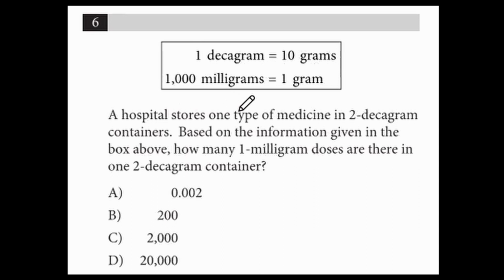The hospital stores 1 type of medicine in 2 decagram containers based on the information given in the box above. How many 1 milligram doses are there in 2 decagram containers? So how many 1 milligrams in 2 decagrams? Well, a decagram is 10 grams. 2 decagrams is 20 grams. 20 grams, 20,000 milligrams. So D is your answer. And you can really see that it's either going to be one of these two. We know it's not going to be any of those really.